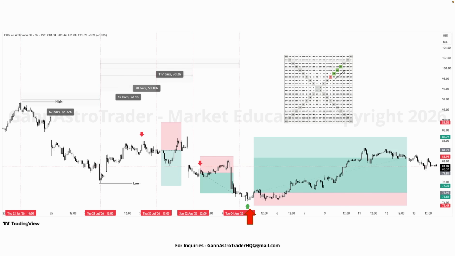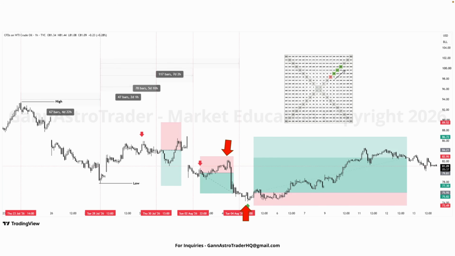Putting everything together, we now have the complete sequence. The original swing high, the swing low, the 67-bar reference, and the projected 47-bar, 78-bar, and 117-bar intervals. Each interval gives us a specific point in time to watch, and the chart shows meaningful reactions around these areas. This is the key idea. We use time to identify the window and price action to confirm the reaction.